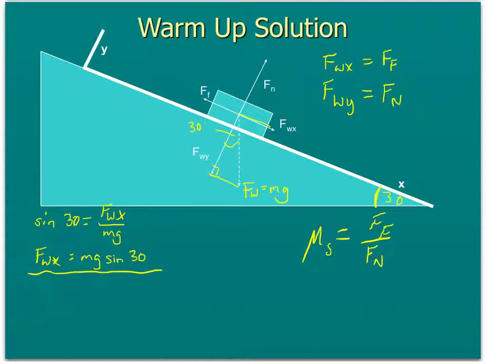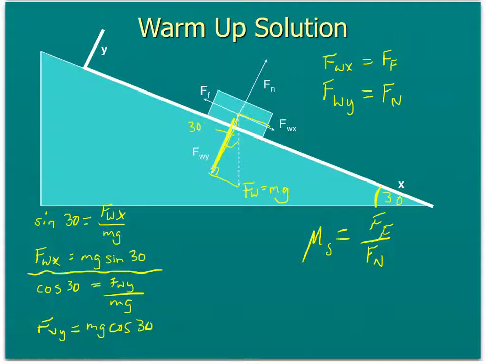Now I'm going to do the exact same thing for FWY. Notice FWY is adjacent to that 30-degree angle, and I'm again going to use FW as the hypotenuse, so that tells me I need to use cosine for my trig function. So cosine of 30 is equal to FWY divided by FW, but again I'm going to substitute in mg. So that when I rearrange this, I get FWY is equal to mg cosine 30.